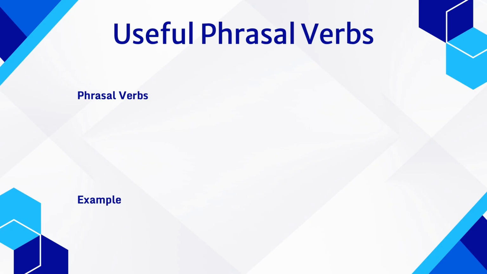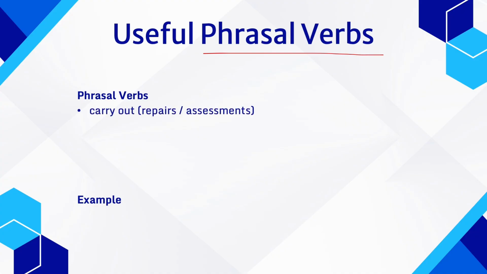Now let's move on to some phrasal verbs. Phrasal verbs are like collocations in the sense that they have more than one word, but phrasal verbs are verbs that mean something different when used with another word like a preposition. So let's see some examples.